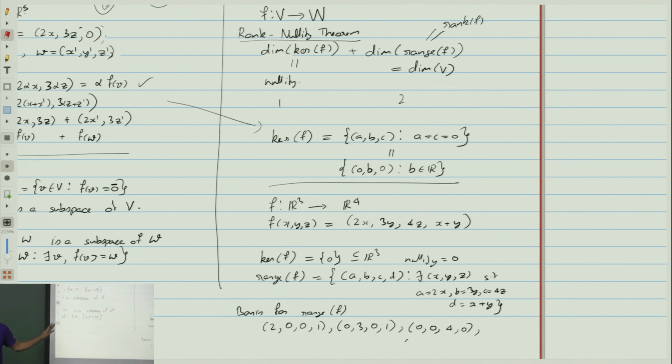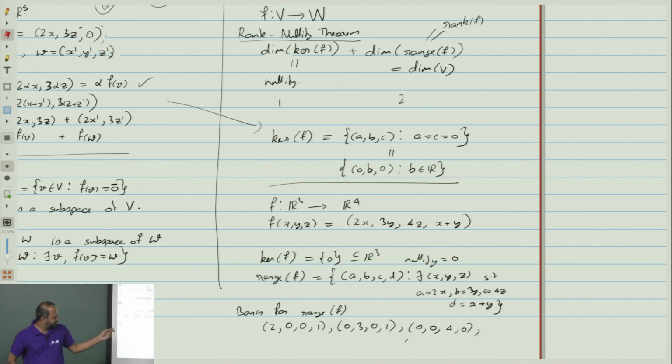First you need to prove that the range of f is a subspace. I think we already proved that. But these 3 vectors span the range of f. So the dimension of the range, or the rank, is going to be 3. So 0 plus 3 equals 3. That is what the rank-nullity theorem is saying. It seems to be working.